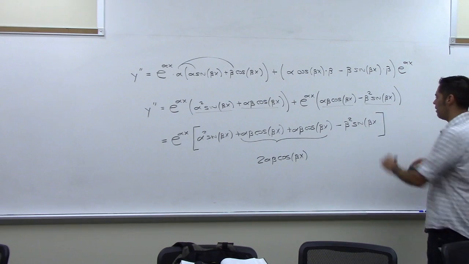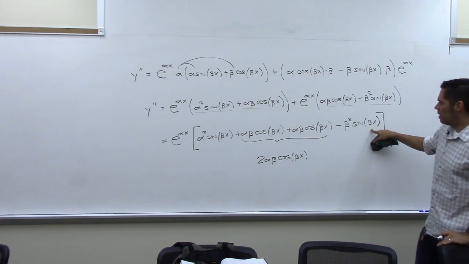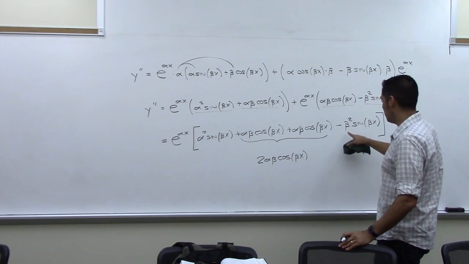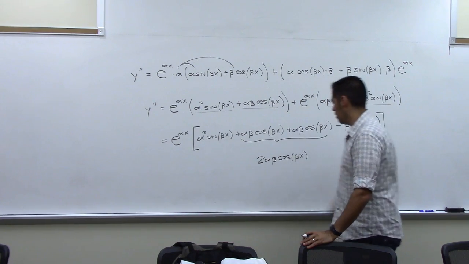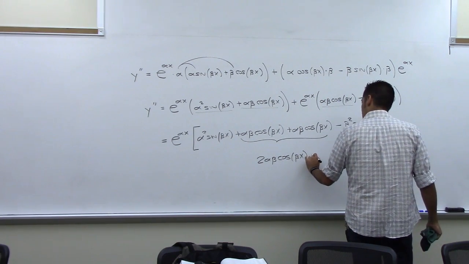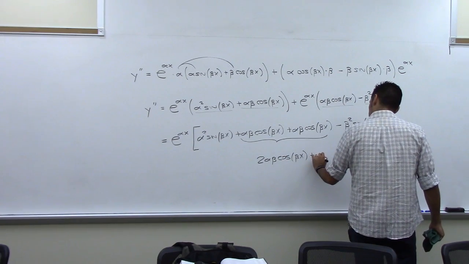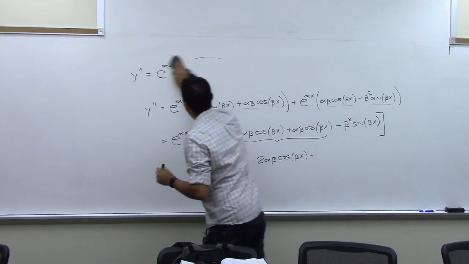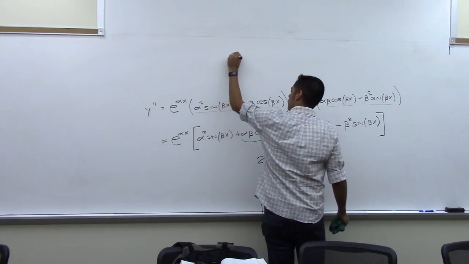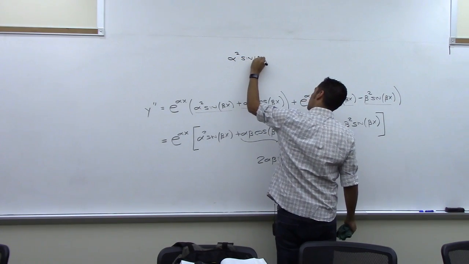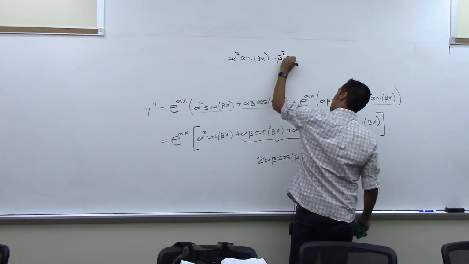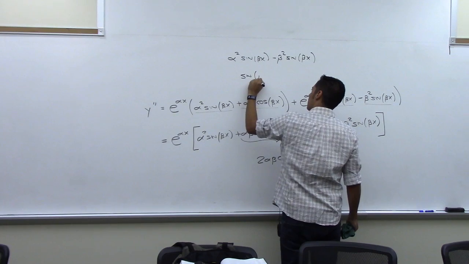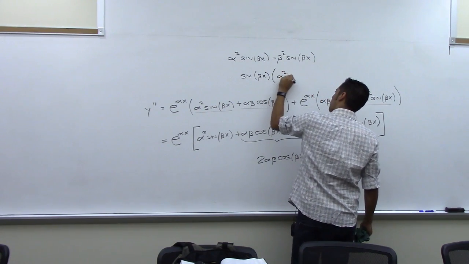And notice, oh, I forgot my parenthesis here. Notice that this is sine beta x, this is sine beta x. So I could factor a sine beta x out of each of just those two. Let me do it this way. I'll do it up here as scratch work so you can see what I'm doing. I have alpha squared sine beta x minus beta squared sine beta x. So I pull out a sine beta x. That would leave me with alpha squared minus beta squared.